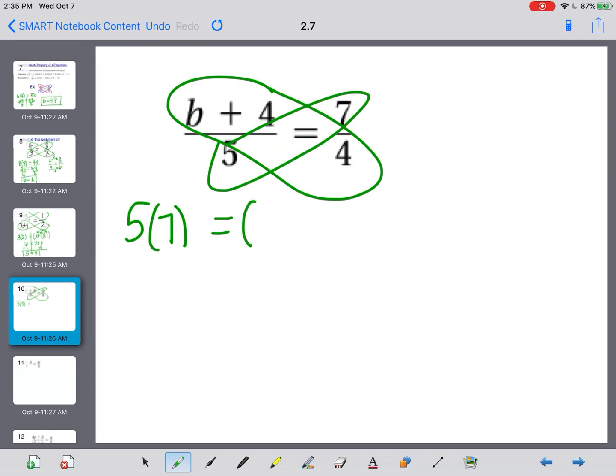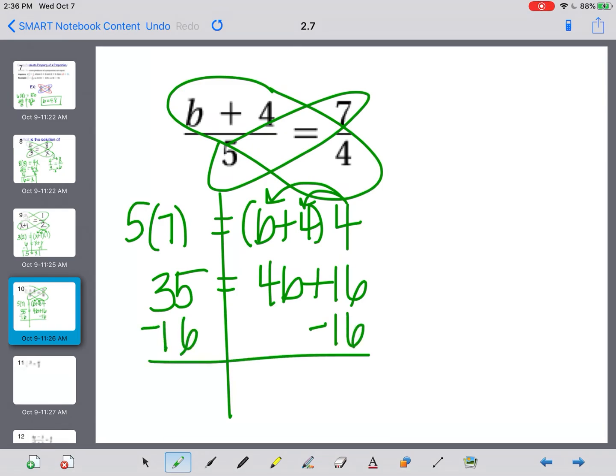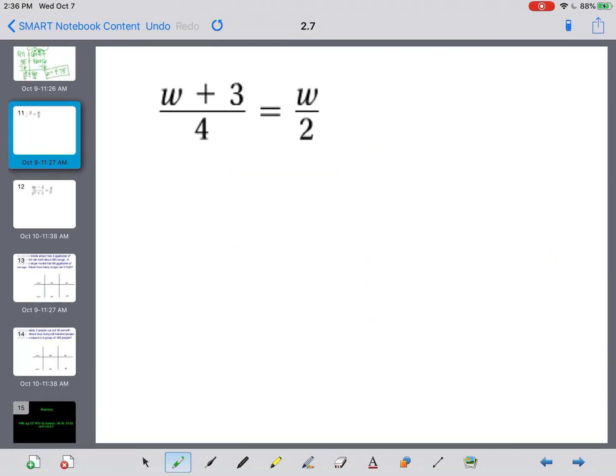Okay, same idea here. I have 5 times 7, and that has to be equal to this 4 plus b times 4. Now I have a multi-step equation, and I'm going to distribute, which will give me 4b plus 16 on the right and 35 on the left. I have 2 steps. I need to subtract 16. So I have 19 equals 4b. Then I need to divide by 4, which tells me that b is equal to 4.75.